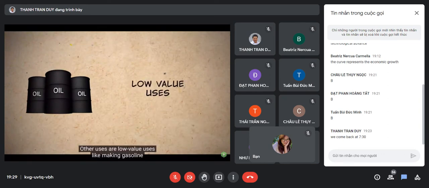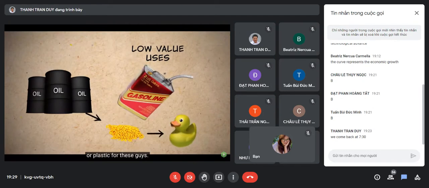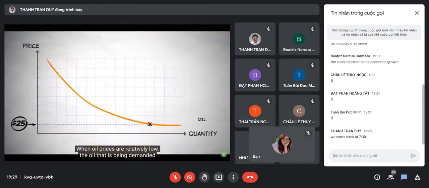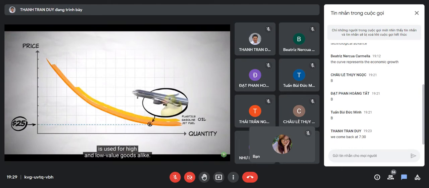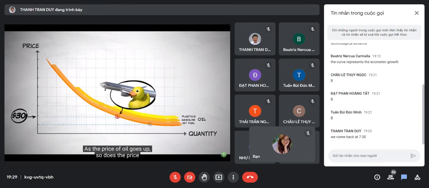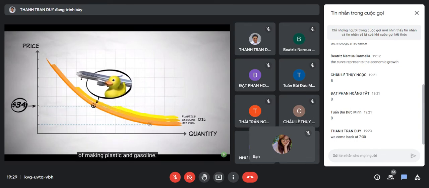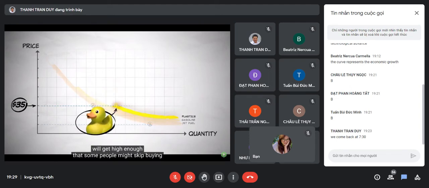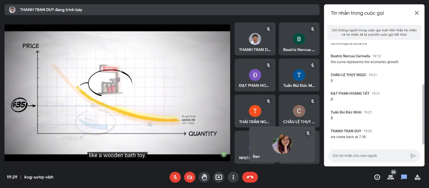Other uses are low-value uses, like making gasoline or plastic for these guys. When oil prices are relatively low, the oil that is being demanded is used for high and low-value goods alike. As the price of oil goes up, so does the price of making plastic and gasoline. And at some point, the cost of these low-value use products will get high enough that some people might skip buying a rubber ducky altogether or buy a substitute like a wooden bath toy.